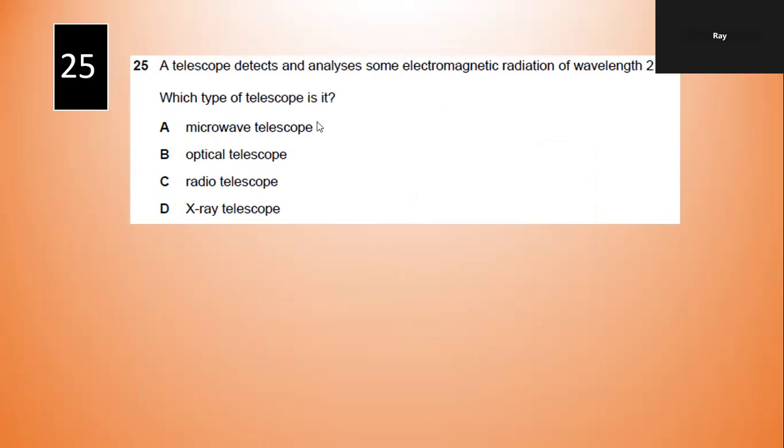A telescope detects and analyzes some electromagnetic radiation of wavelength 2 cm. What type of telescope is it? Microwave. Okay, memory work only. This one you need to memorize the typical wavelength of X-ray, the typical wavelength of radio.